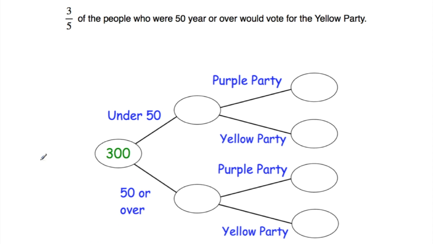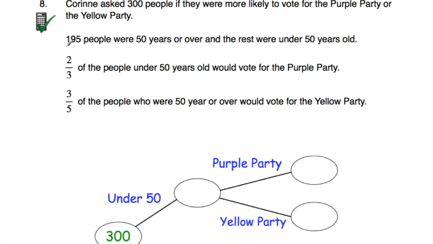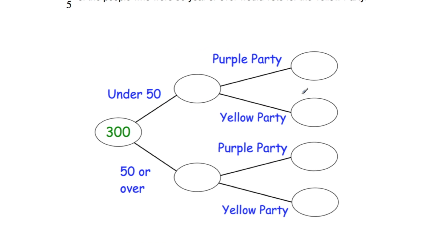So we know there's 300 people altogether, and we're told that 195 of them were 50 years and older, and the rest are under 50. So if we do 300 take away 195, that's equal to 105. That means there's 105 people under 50, and there's 195 people 50 or over.